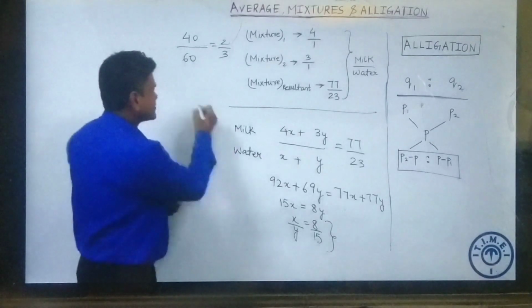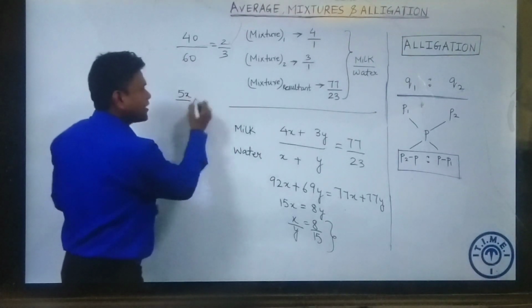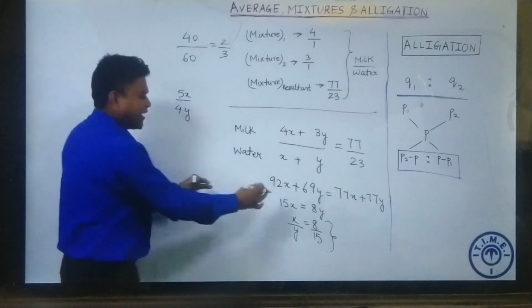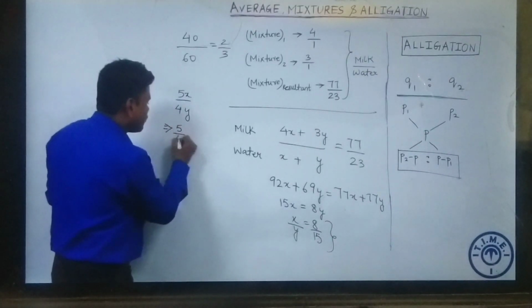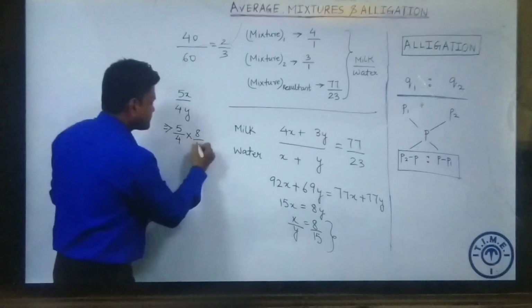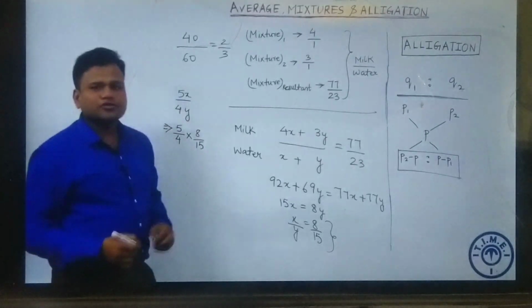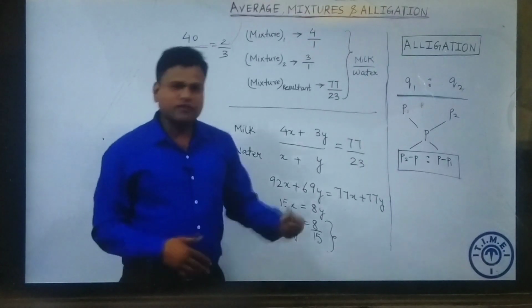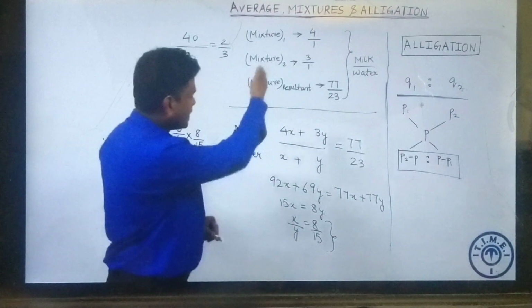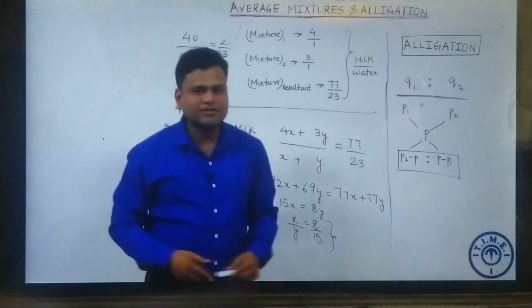Total quantity is 5x. So we are interested in 5x by 4y. Now x by y is 8 by 15. So from here we can say 5 by 4 into 8 by 15. That turns out to be back to 2 by 3. So this is a standard ratio method which we have applied, and we have seen the same problem being done in almost 4-5 different methods over here.